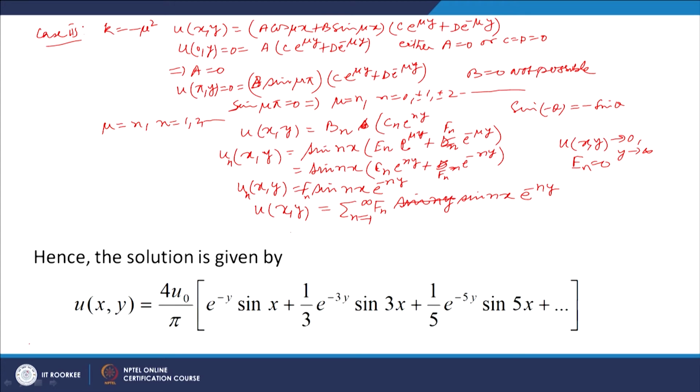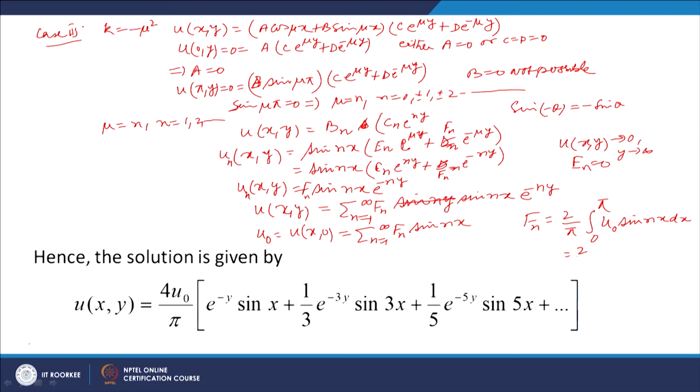When we put y equal to 0, u(x, 0) is equal to sigma n equal to 1 to infinity f_n sin(nx). u(x, 0) is given to be u naught. So, this is the Fourier sine series for the function u naught. So, we will have f_n equal to 2 over pi, half range Fourier sine series, integral 0 to pi, u naught sin(nx) dx.